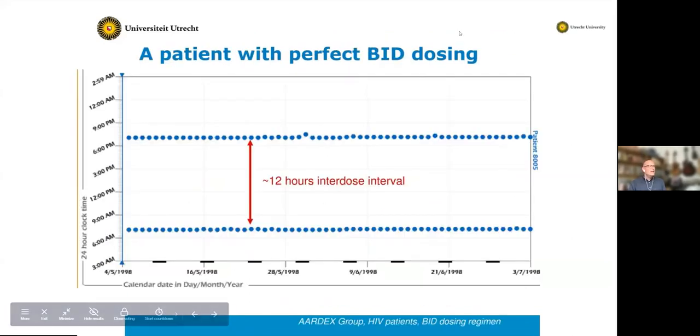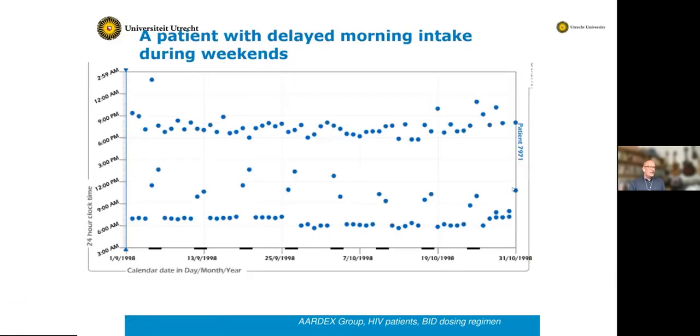This is a patient who had a 2 times a day dosing schedule. This was a perfect patient, took the morning dosage every day at exactly the same time, and the evening dose at exactly the same time, almost a perfect 12-hour interval between the doses. This is a laboratory perfect patient. But the next one you see is also quite regular, but apparently sleeps in the weekends, because every weekend on Saturday and Sunday the morning dosage is taken much later, and then you see differences there.